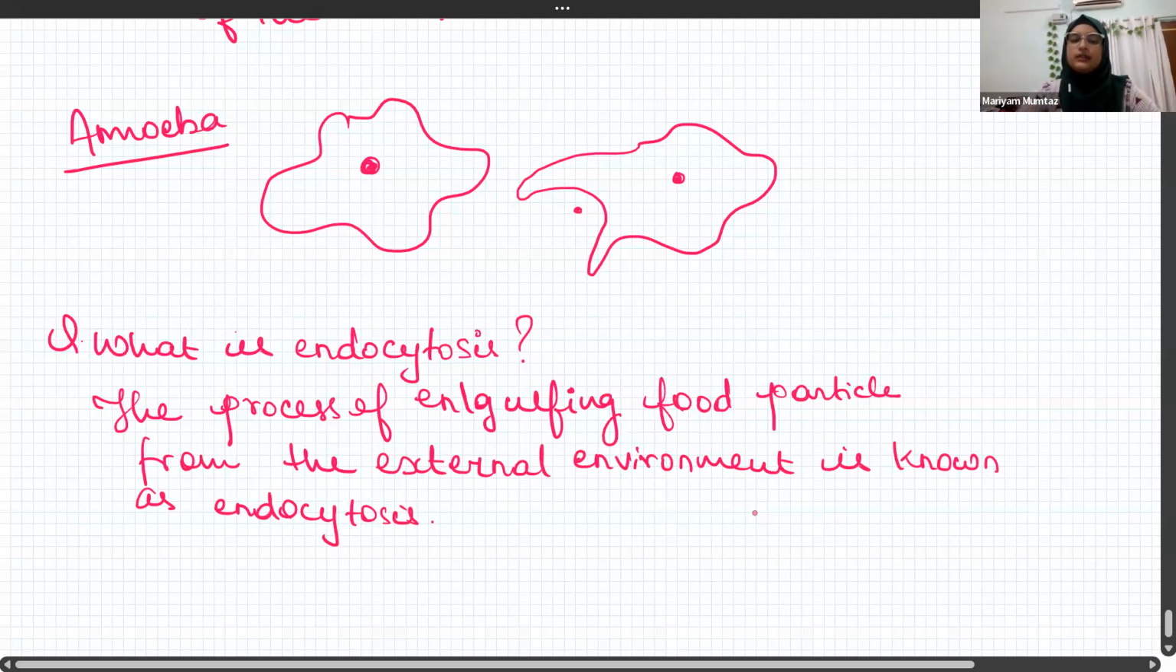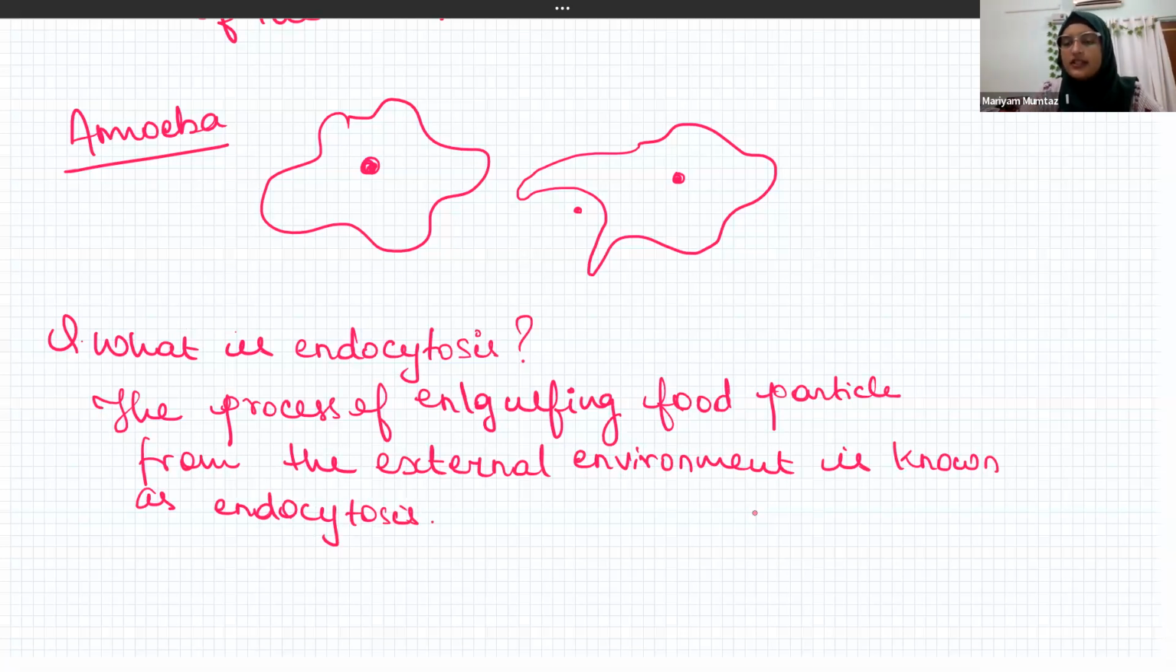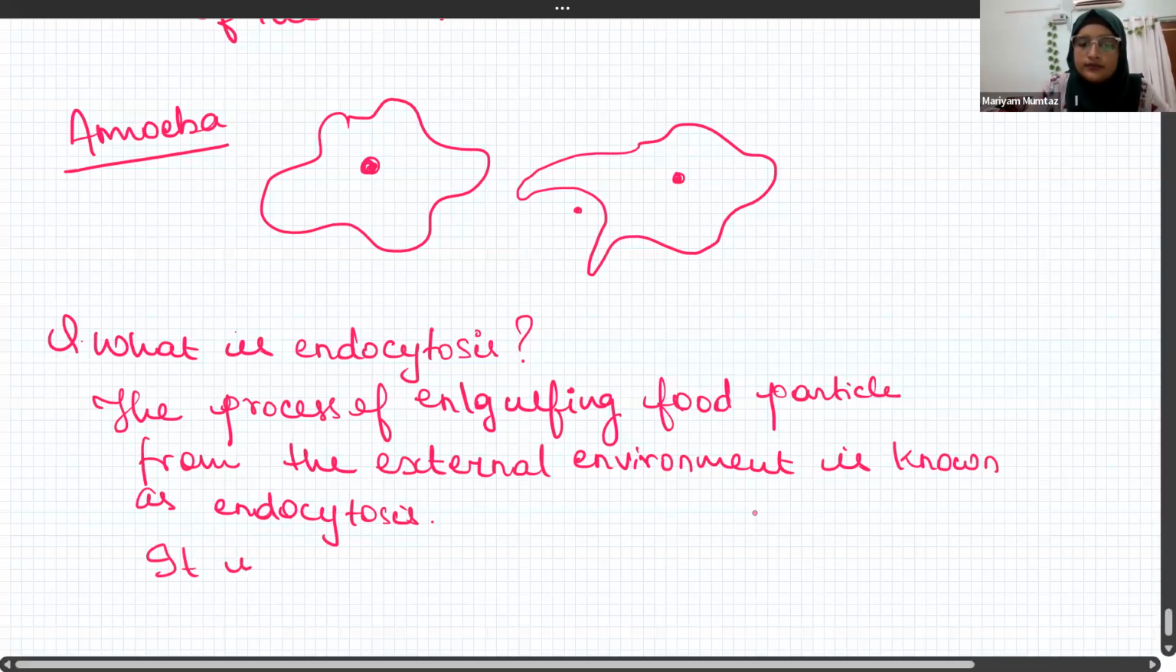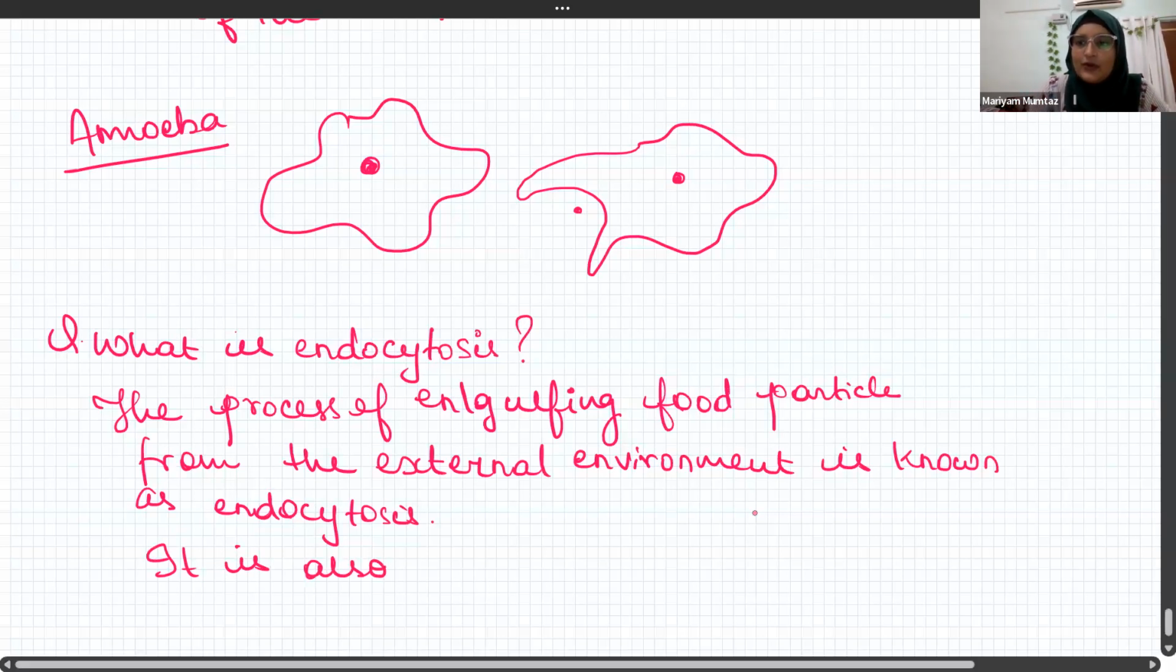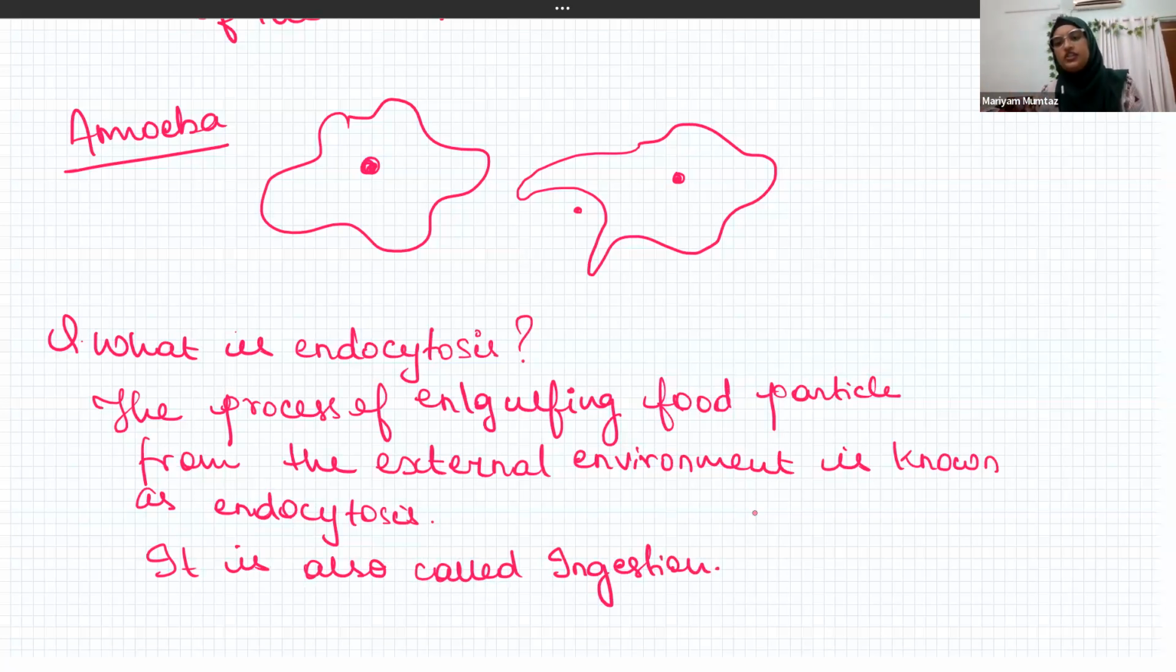This process is also called ingestion, not egestion. Egestion is the process of taking it out of the cell. Ingestion is taking it in. The process of throwing it out of the body is known as egestion.